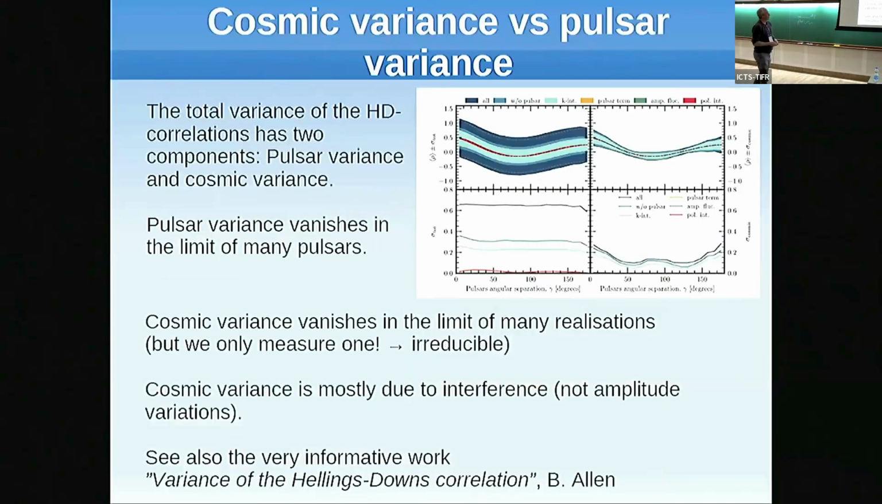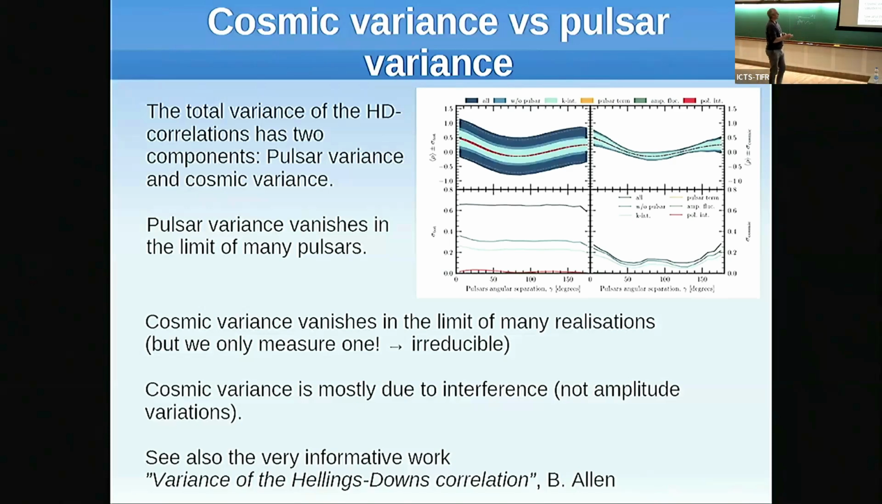That's what we do here. Because Bruce Allen here also basically proposed to split the total variance into two different components. One component he calls pulsar variance, and that's the variance in the limit of infinitely many pulsars. So if you have infinitely many pulsars, or if you average over pulsar positions, then the pulsar variance goes away. But even if you do that, there's some variance left, and that's what he calls cosmic variance.